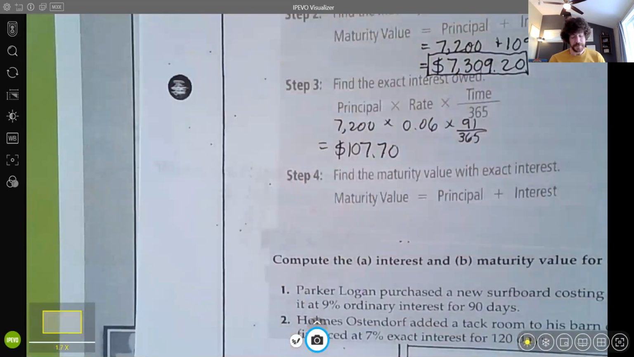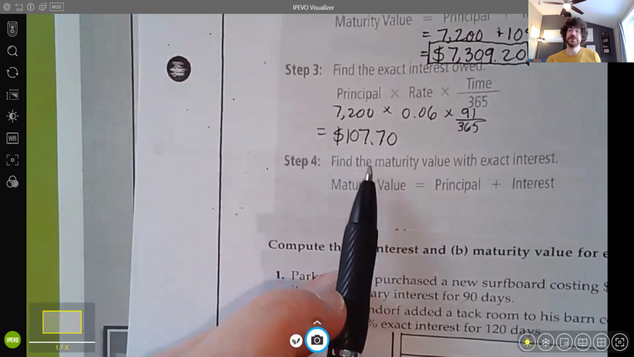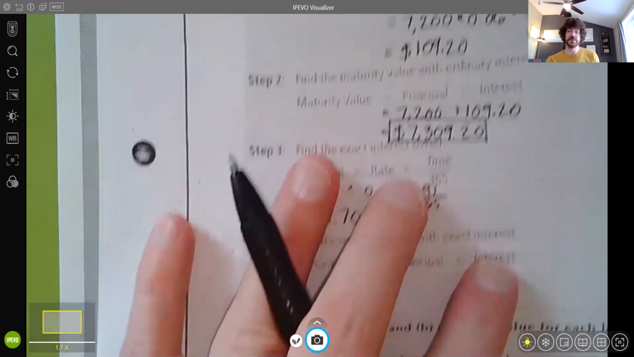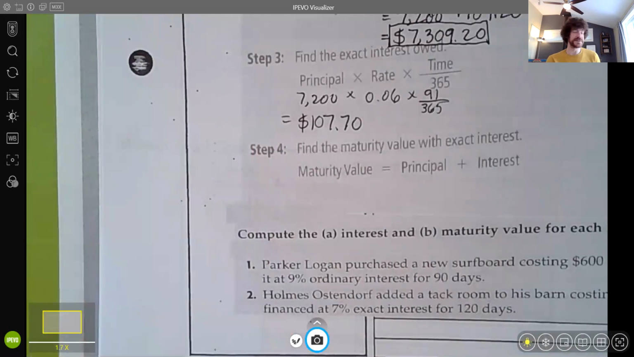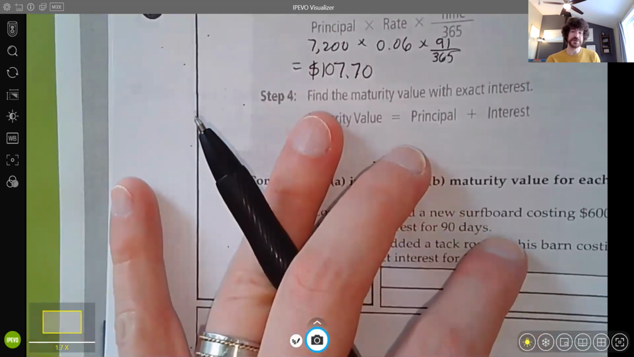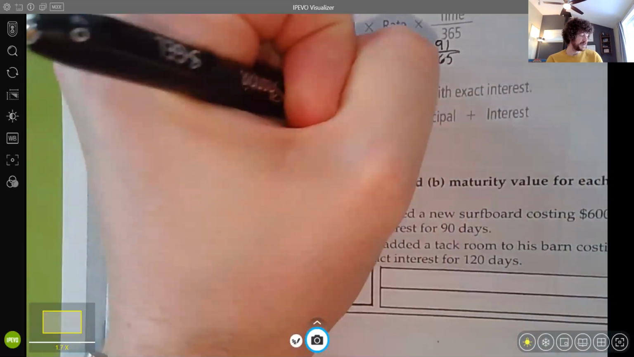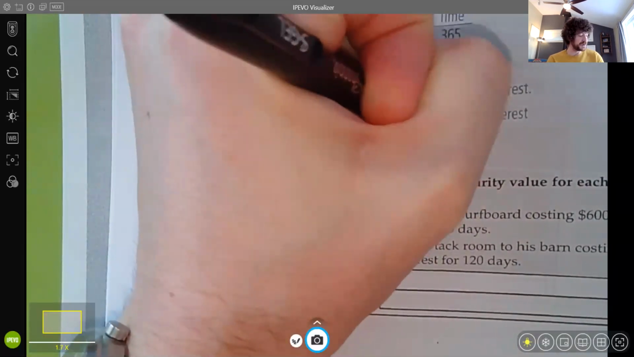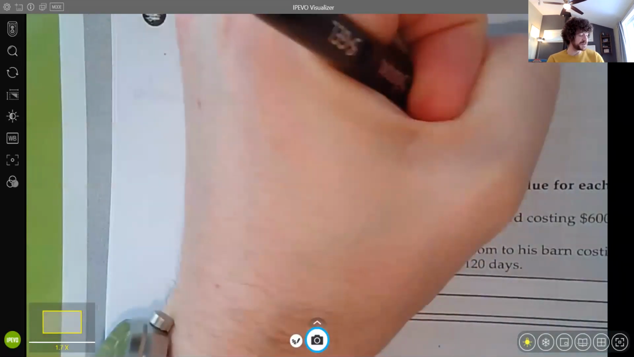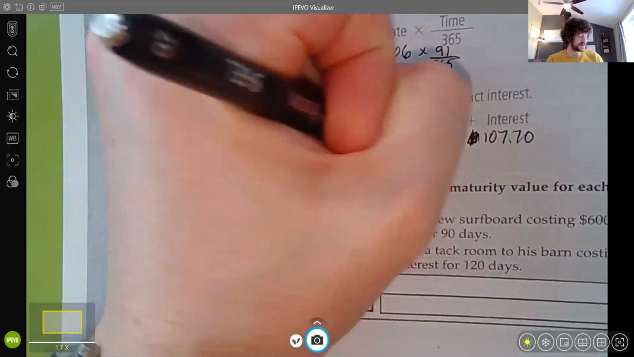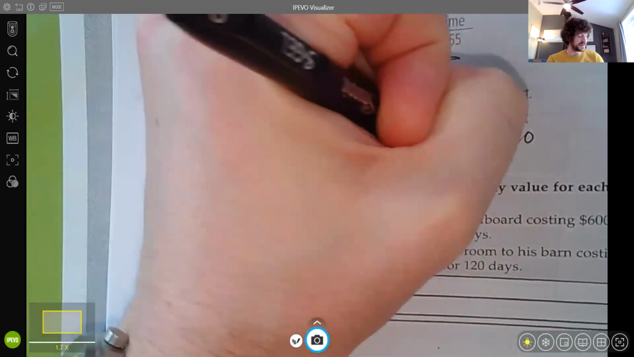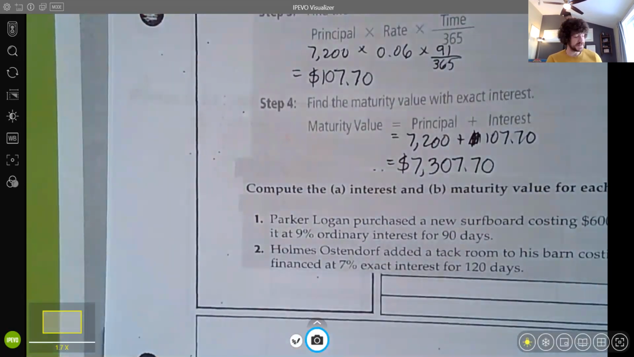Which means that it's a little bit less money to calculate using exact interest versus ordinary interest. Ordinary interest is going to earn a few more dollars. And 91 days is about 3 months as well, so a few more dollars over those 3 months. So then the maturity value is going to equal the original principal, 7,200, plus the interest, 107.70, which ends up being $7,307.70.